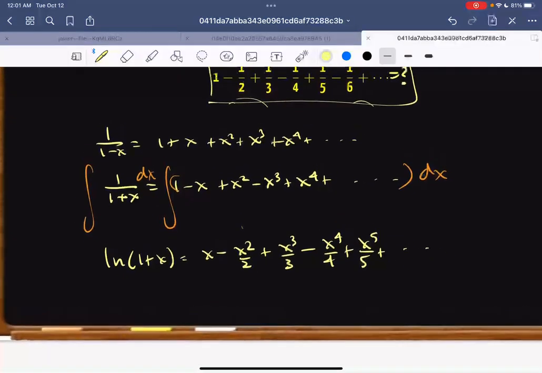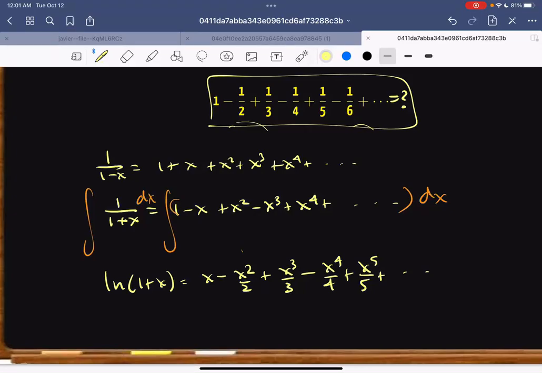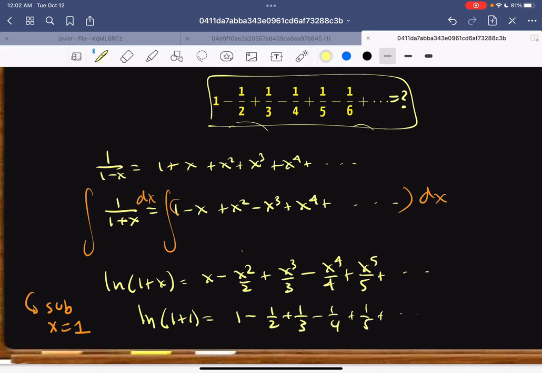And now we go on and we do something amazing, something crazy, something that takes a lot of guts, something bold. What if we substitute here x equals 1? If we go on and substitute x equals 1, on the left side I'd get ln of 1 plus 1, that would be equal to 1 minus 1 over 2 plus 1 over 3 minus 1 over 4 plus 1 over 5, etc., etc., etc.